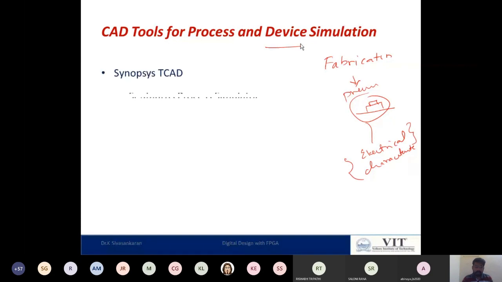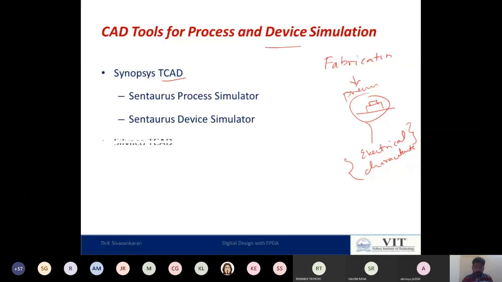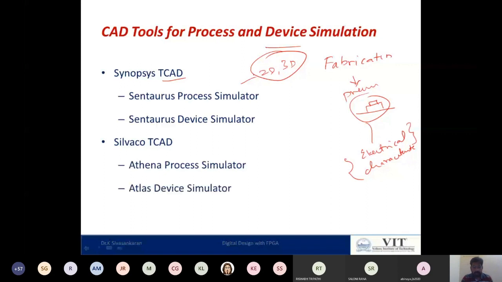In our lab, we have two sets of tools. One from Synopsys, we have Synopsys TCAD. TCAD stands for Technology Computer Aided Design tools. And we have Sentaurus Process Simulator and Sentaurus Device Simulator. It can support both two-dimensional and three-dimensional structures. Now, the transistors that are available in chips are now more 3D. And from Silvaco, we have Athena and Atlas Device Simulator.